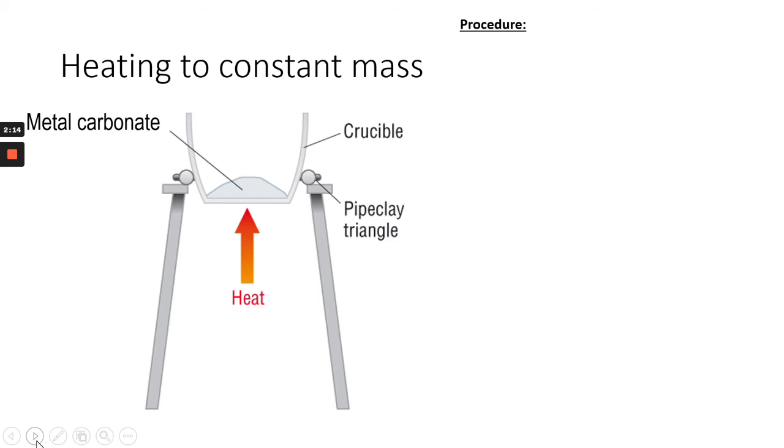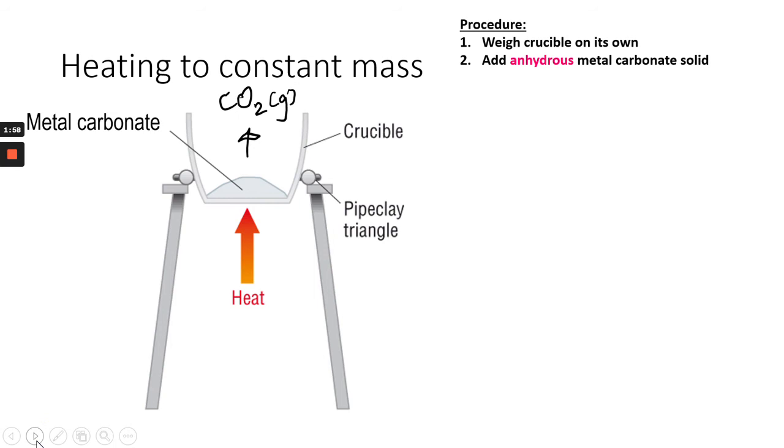So we heat to constant mass, and as we do so, the CO2 gas is given off. Once constant mass is achieved, obviously no more CO2 is being made, so we've made the metal oxide completely. So here's the procedure. You weigh the crucible on its own, record the mass, add your anhydrous metal carbonate solid. It can't have water of crystallization because that would distort the results. You weigh the crucible plus the anhydrous carbonate and record that mass.